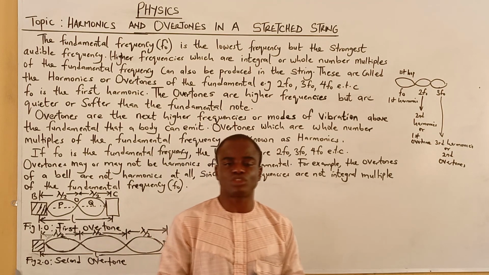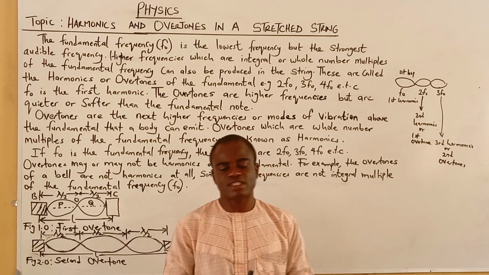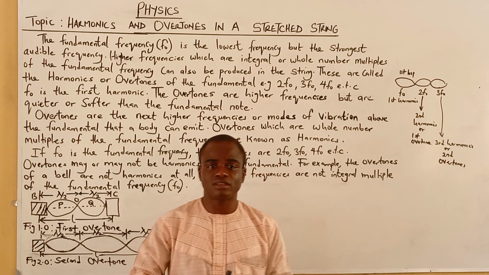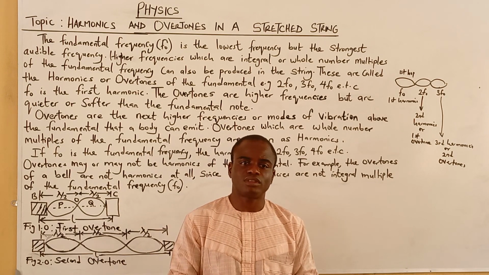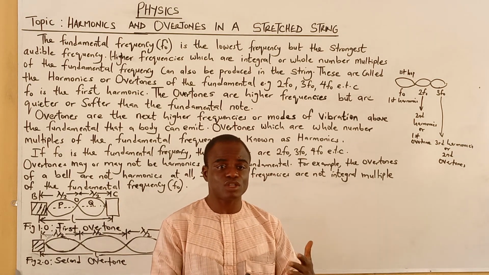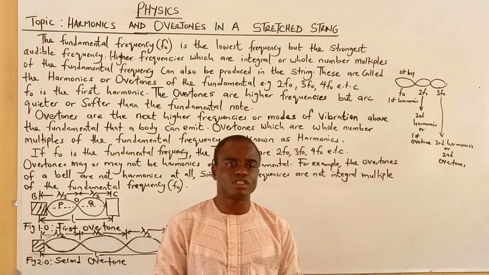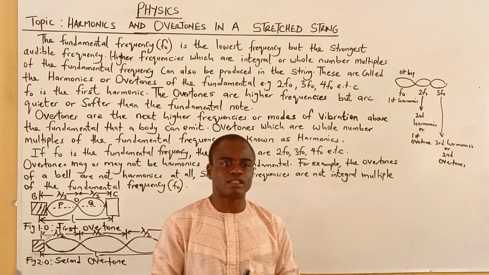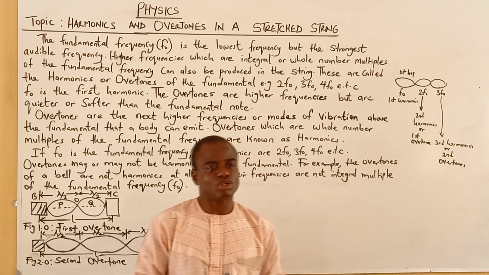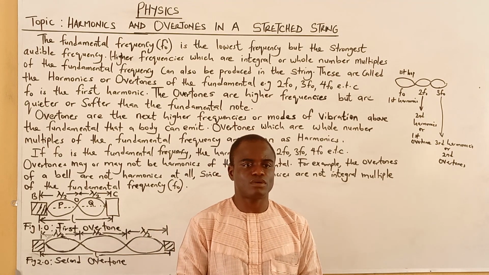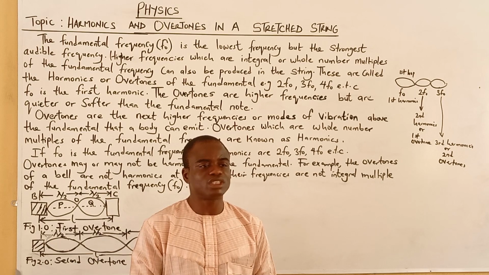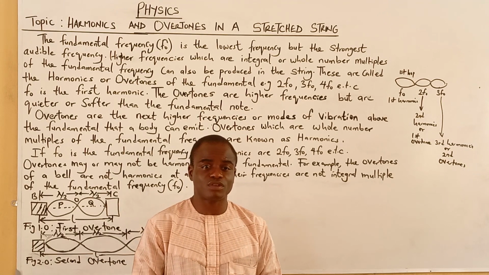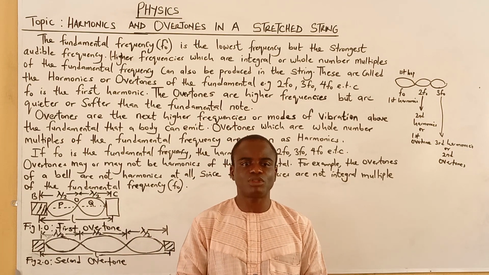Overtones may or may not be harmonics. For example, in a bell. When you ring a bell, the frequency produced is not an integral multiple of the fundamental frequency. Since it's like that, it's not harmonics. Overtones in a bell are not integral multiples; the frequencies produced in a bell are not integral multiples of the fundamental frequency. Because of that, it's not harmonics.